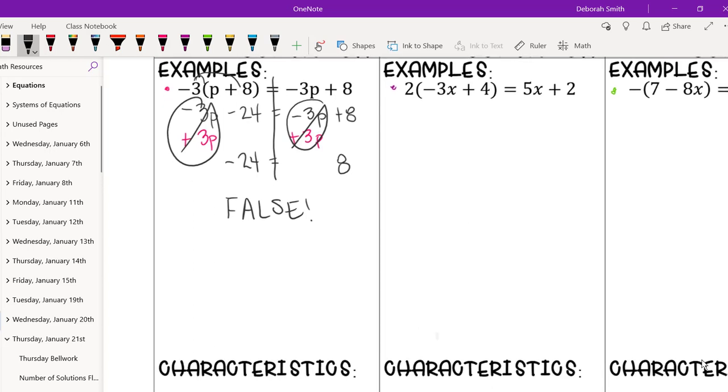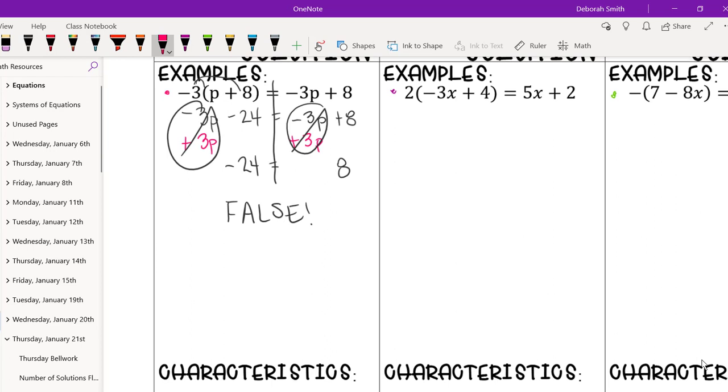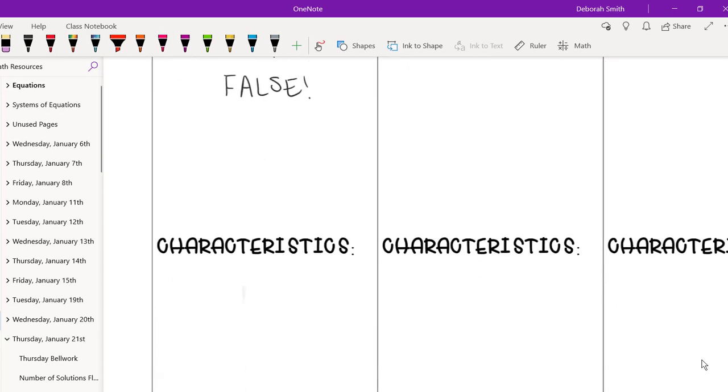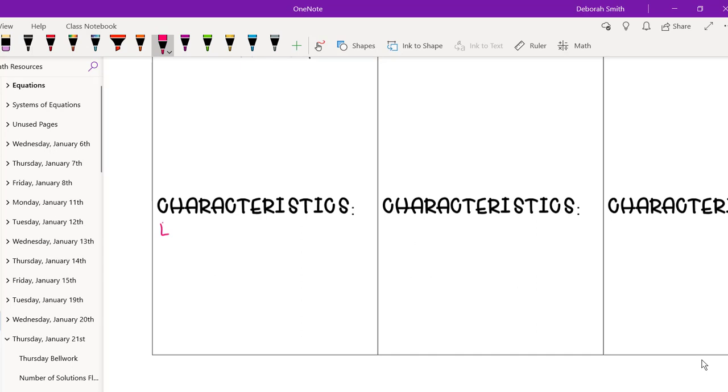Okay? So what happened here was we eliminated the variable. We got rid of it, and we didn't mess up. We eliminated the variable, and when we did that, we got a false statement. Something that wasn't true. Negative 24 is not going to be equal to 8.